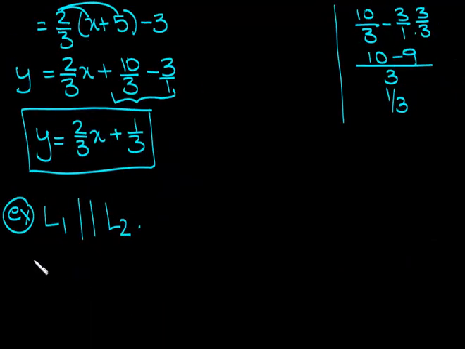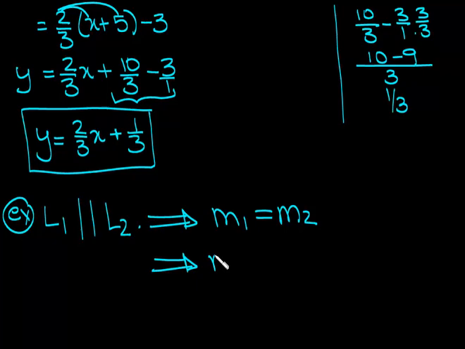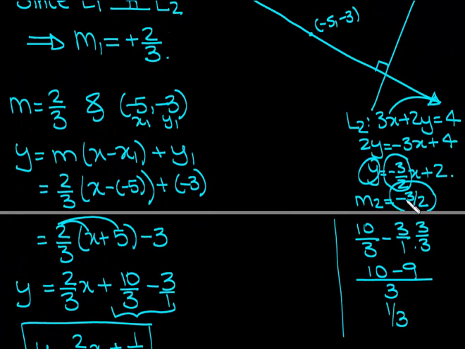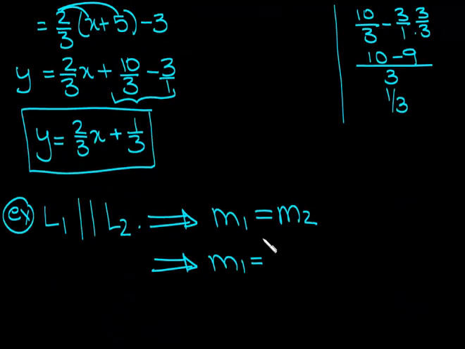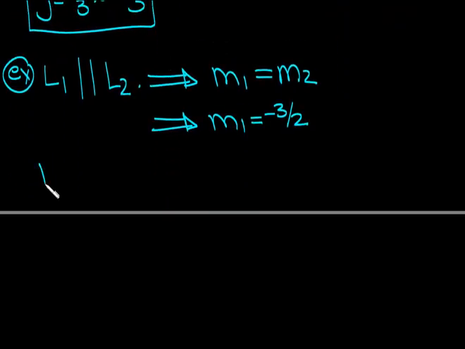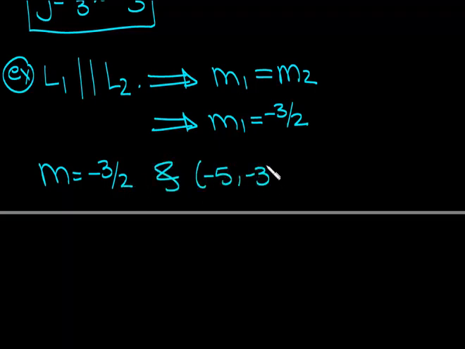So what do we know if they're parallel? If they're parallel, what does that tell me? The slope of the two lines are the same. So what does that tell us? In our case, m1 will equal whatever the slope of m2 was. What was m2? Negative 3 over 2. So you get negative 3 over 2. So now we know the slope, we know the point, so we can find the equation. So the slope is negative 3 over 2, and the point is negative 5, negative 3.